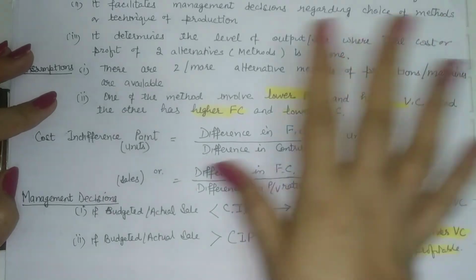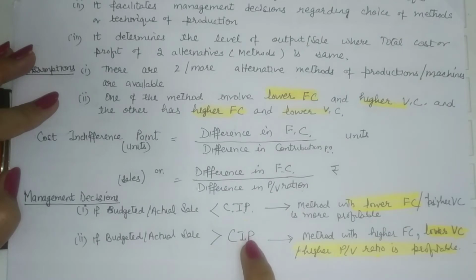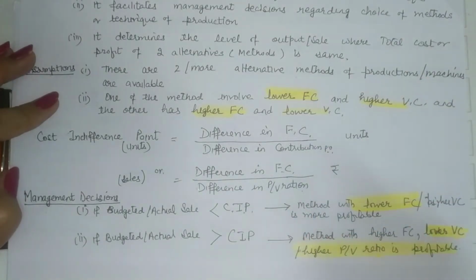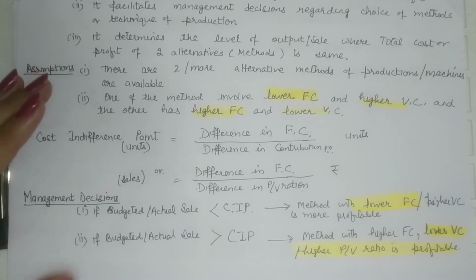We have already gone beyond the cost. So now we don't need to look at the cost. If we go beyond this, we just need to look at PV ratio. Is it higher? Higher PV ratio, higher profit. So we should choose the method with the higher PV ratio. Right? So this is how managerial decisions are taken.